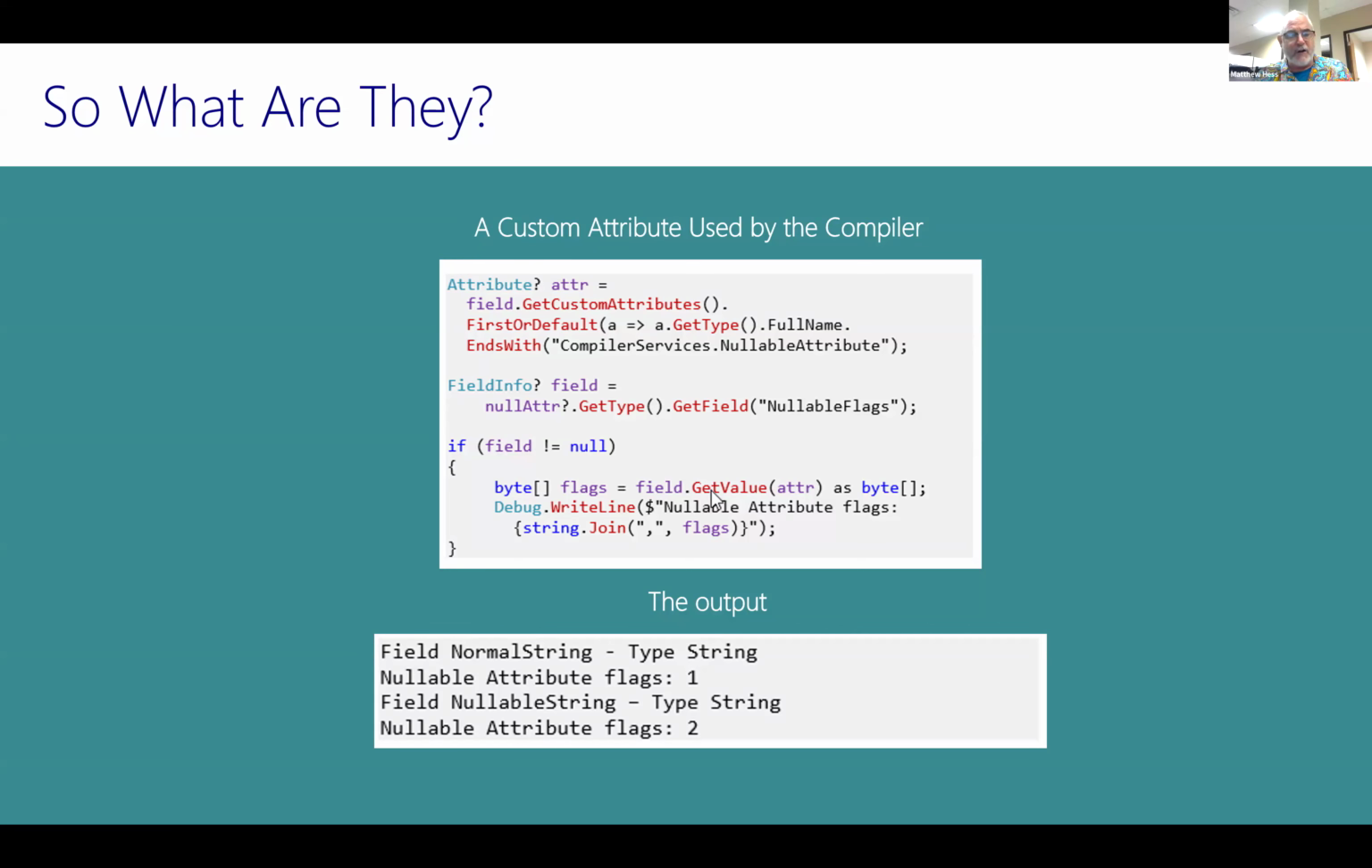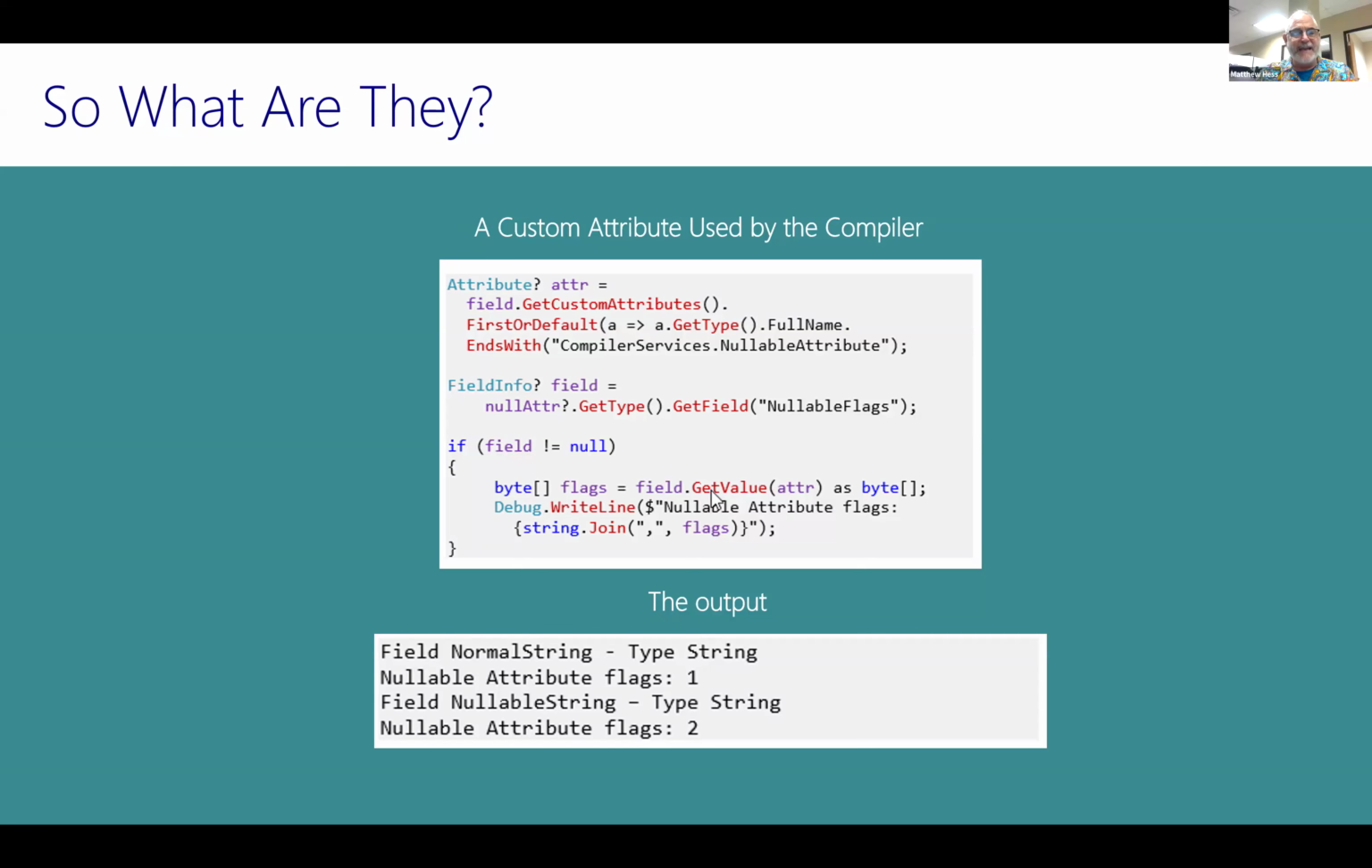So the only thing on earth that I know that consumes this little attribute is the C# compiler. It exists just for the C# compiler. Nothing else is going to pay attention to it, as far as I know.